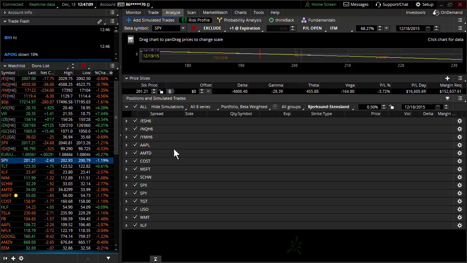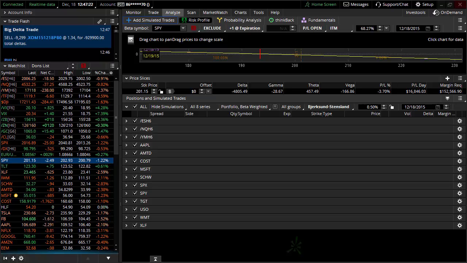So go back to the Analyze tab, and you can see my positions in XLF and Walmart and USO and Target and everything that's in here. All this means is this idea of beta weighting. The idea of beta weighting makes all of this a conglomerate into the spiders. So the way to think of beta weighting, and again, this is beta weighted to the spiders.